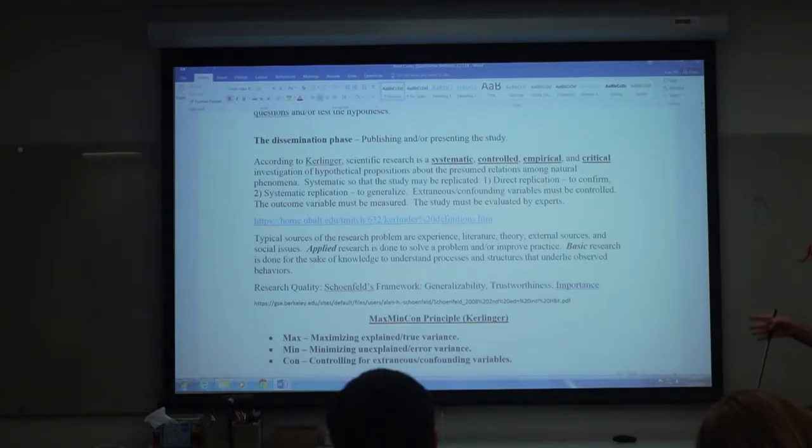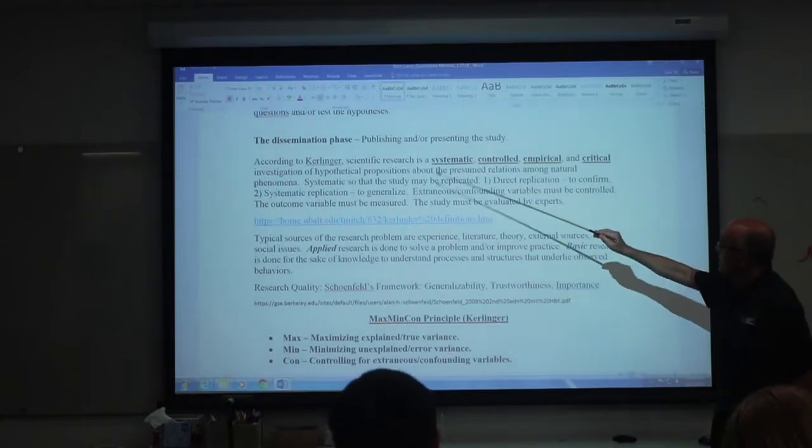And there are people who do replication as a doctoral dissertation, by the way. So my doctoral dissertation, or master's thesis, replicates a study which was done earlier. So that's what we mean by systematic.